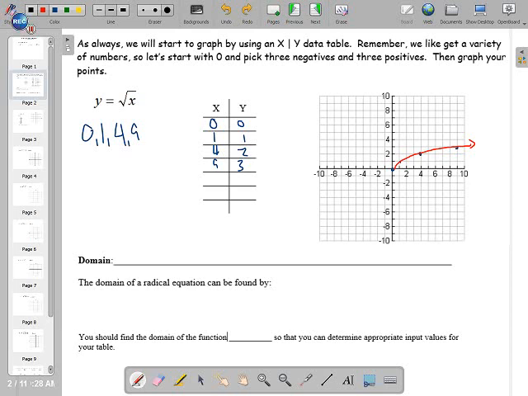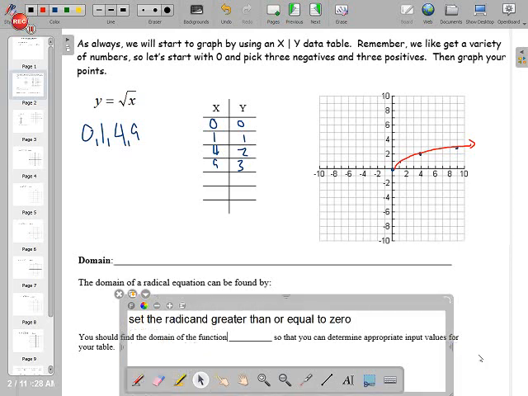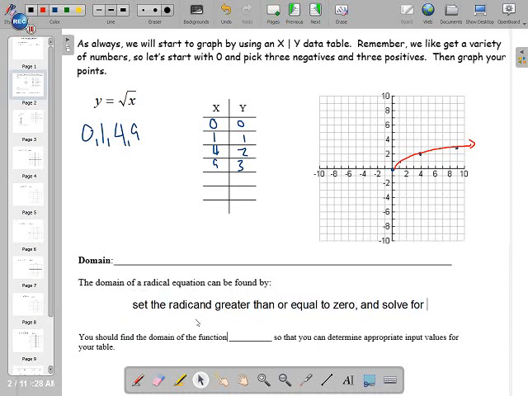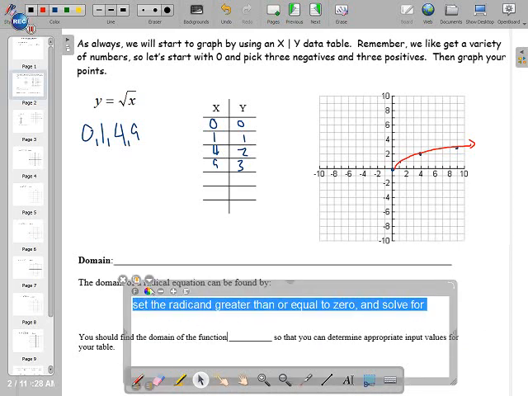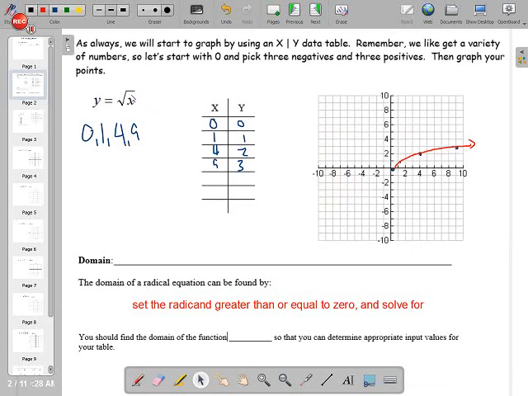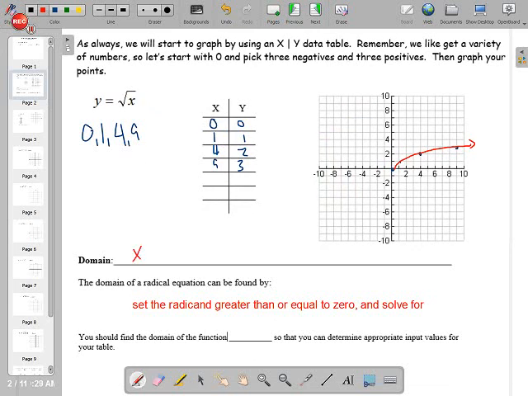Now, to find the domain of the function, I'm going to type this because I type faster and better: you set the radicand greater than or equal to 0, and solve for x. So the radicand, if you don't remember what that word means, is the part underneath the square root. Let's make that red so it's nice and easy to see. The part underneath the square root in this problem is just x. So the domain in this function would be x greater than or equal to 0.